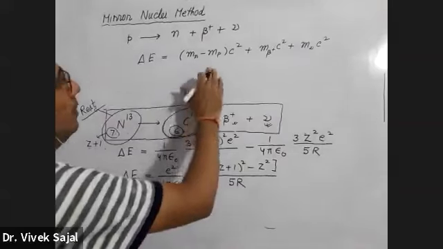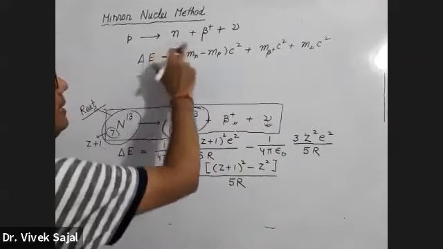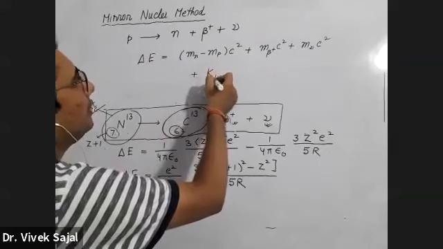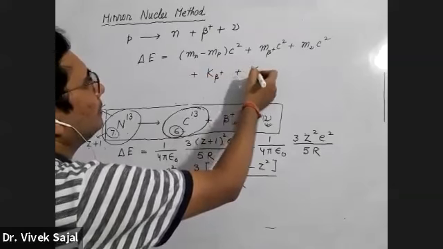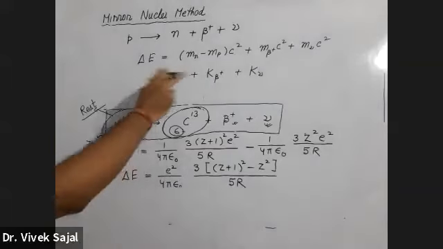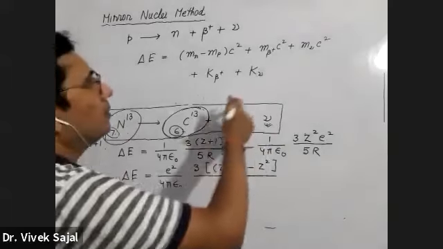Plus the kinetic energy of the beta plus particle plus the kinetic energy of the neutrino. So this energy will be equal to this. The neutron will not have any kinetic energy.